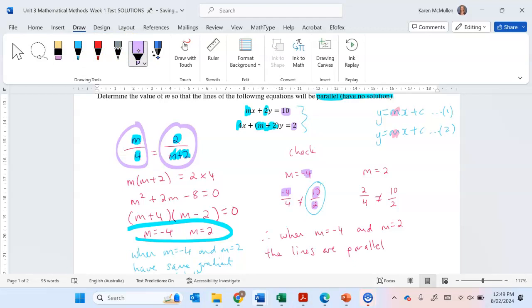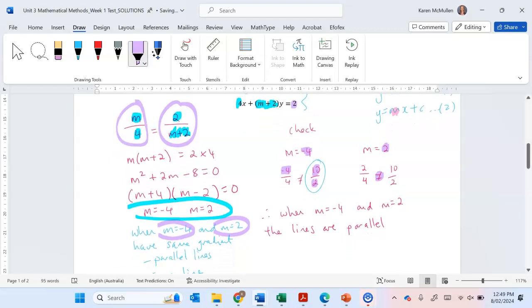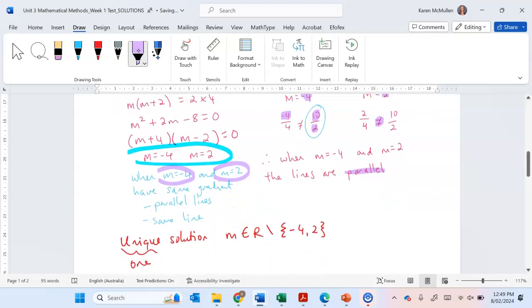All right, so then we do our check with m equals 2 because we did have 2 solutions. Remember we had -4 and 2. So I've just got to do another check and you can see that 2 is not equal. So m can be -4 and it can also be 2 for our lines to be parallel. They will never be the same line. And if you wanted to have unique solution, remember this is your answer.